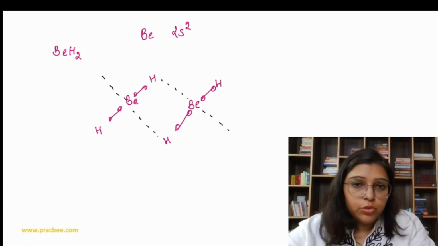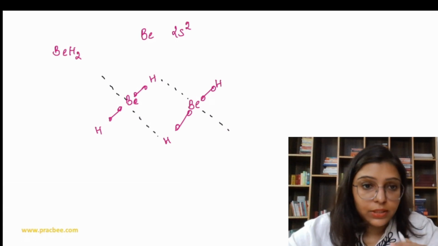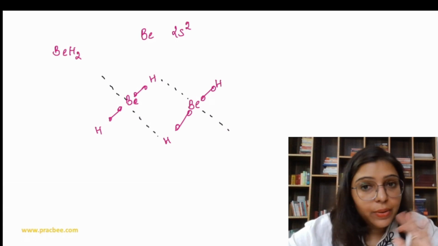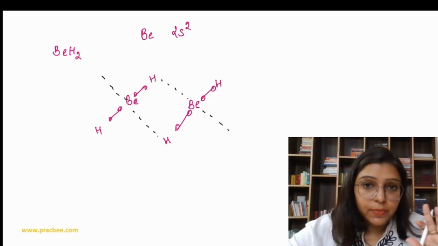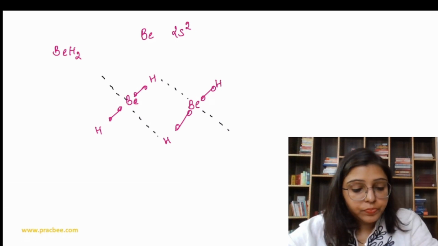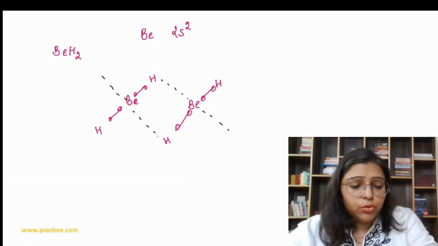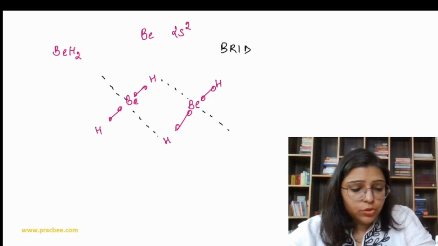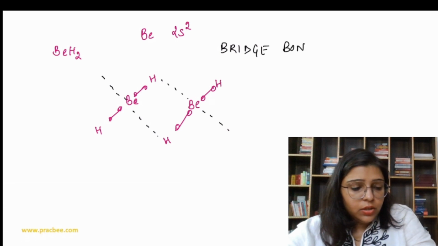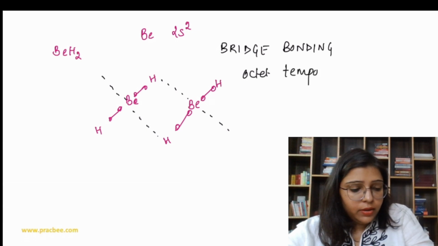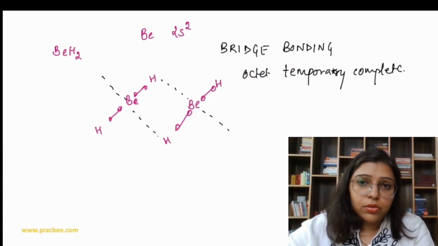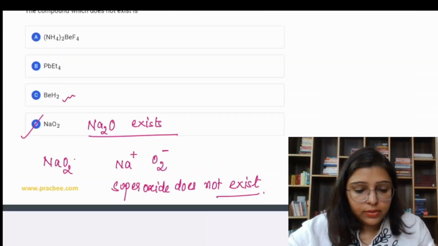So when we have bridge bonding in case of BeH2, the octet gets temporarily complete, right? So the octet temporarily gets completed, this is what you have to understand here. So what happens here? Due to the bridge bonding, the octet is temporarily complete. Okay? So that's why we can say BeH2 can exist, right?